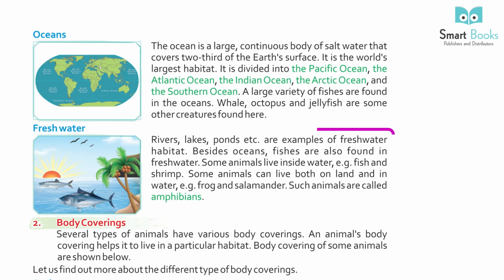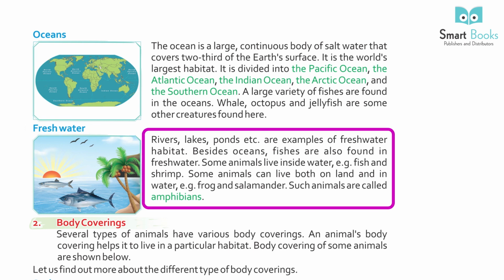Fresh water. Rivers, lakes, ponds, etc. are examples of fresh water habitat. Besides oceans, fishes are also found in fresh water. Some animals live inside water, for example fish and shrimp. Some animals can live both on land and in water, for example frog and salamander. Such animals are called amphibians.